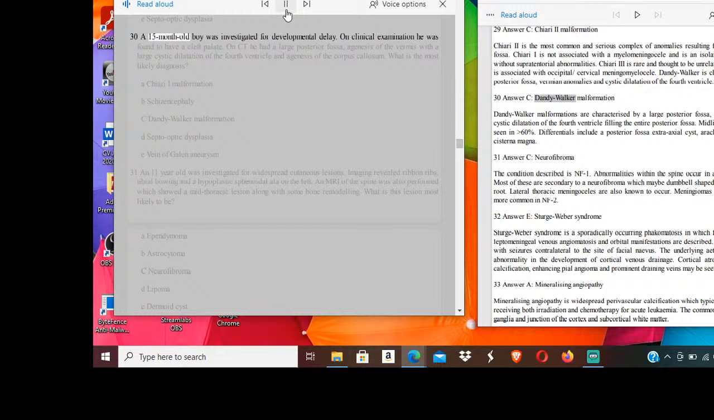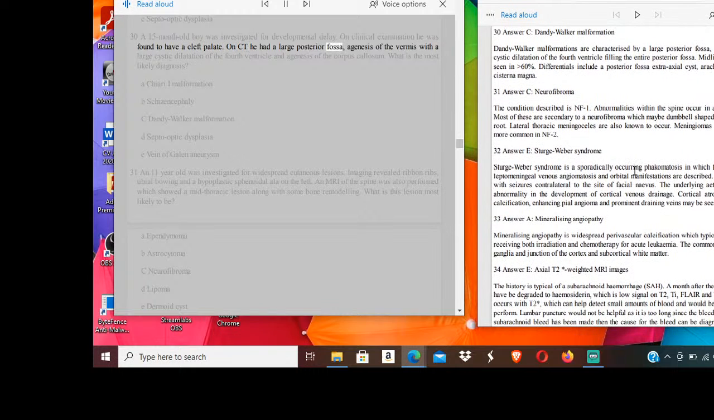30. A 15-month-old boy was investigated for developmental delay. On clinical examination he was found to have a cleft palate. On CT he had a large posterior fossa, agenesis of the vermis with a large cystic dilatation of the fourth ventricle, and agenesis of the corpus callosum. What is the most likely diagnosis? A. Chiari-1 malformation. B. Schizencephaly. C. Dandy-Walker malformation. D. Septo-optic dysplasia. E. Vein of Galen aneurysm.